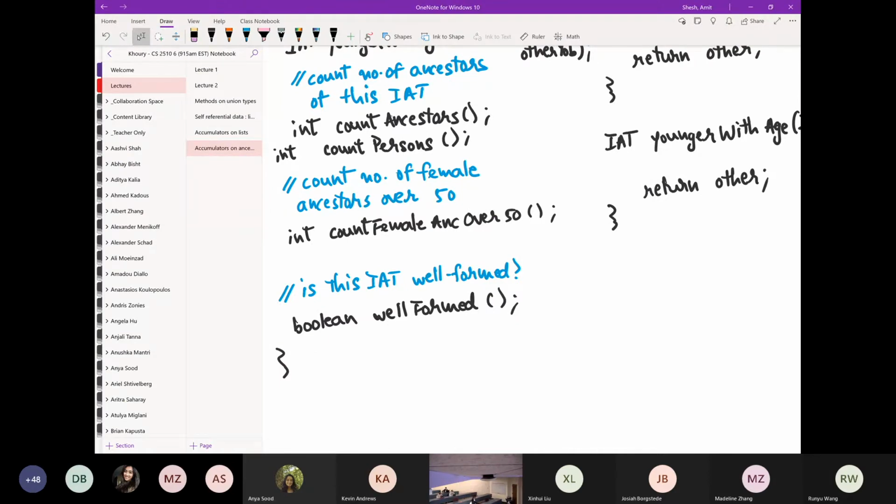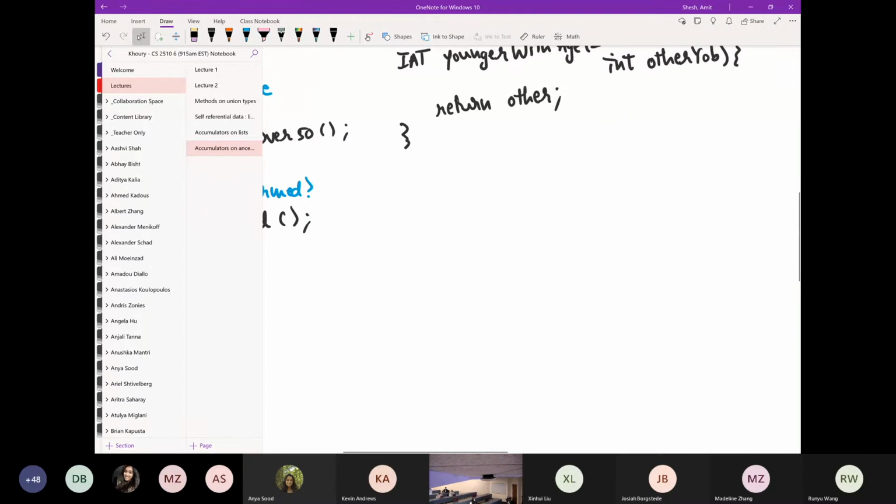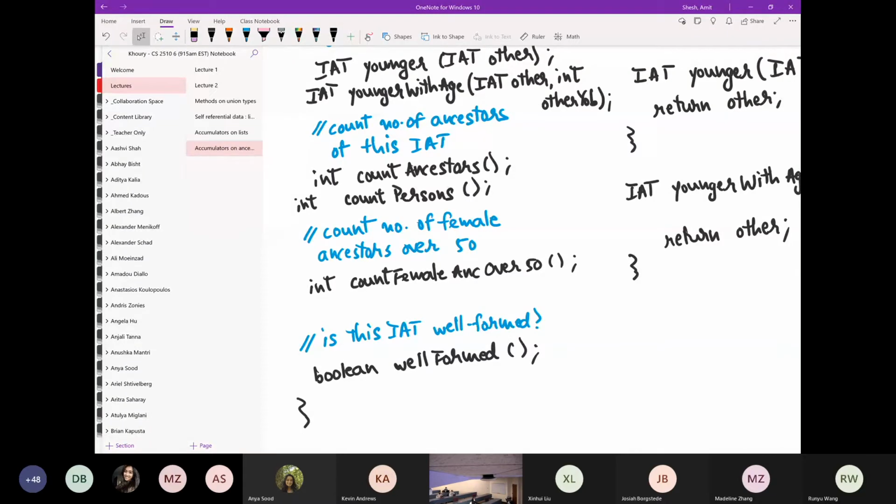All right. So we had come up with that sentence, and that led us to writing sort of a helper, count persons. And again, the difference between count persons and count ancestors is that count persons actually includes this person, and count ancestors doesn't, because I am one of the persons in my tree, but I am not one of my own ancestors. So that's the distinction between the two.